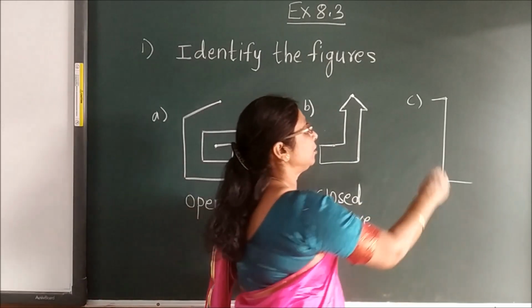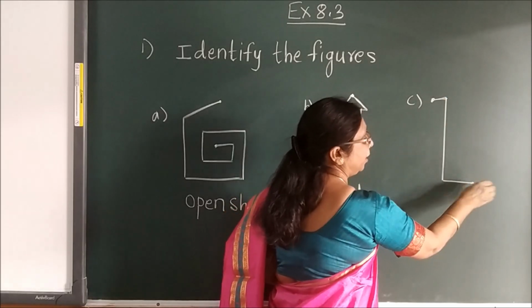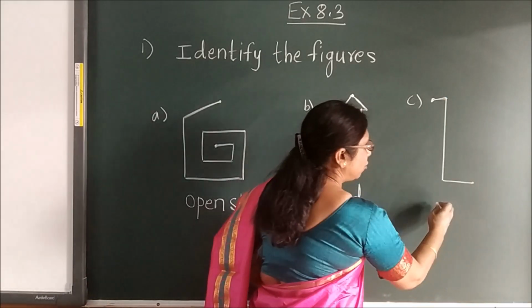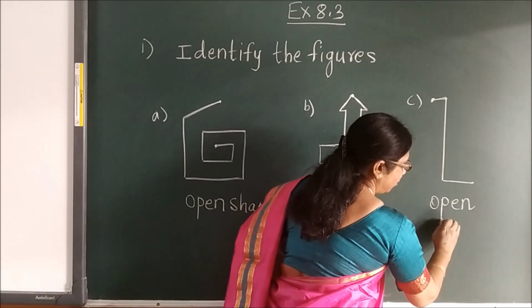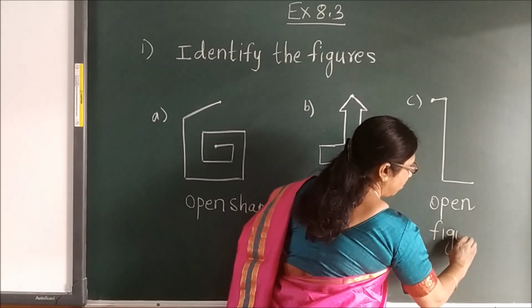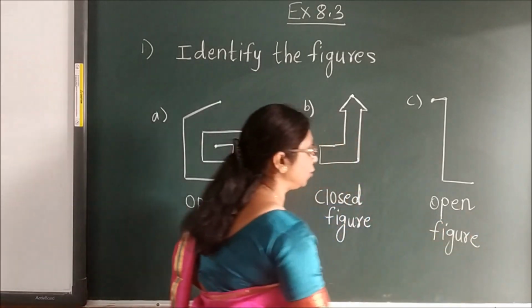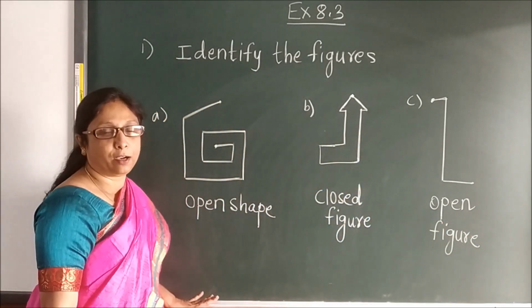Then here also the starting and the ending points are totally different, children. So here it is an open figure. Okay, open and closed figure. So you can say open figure.